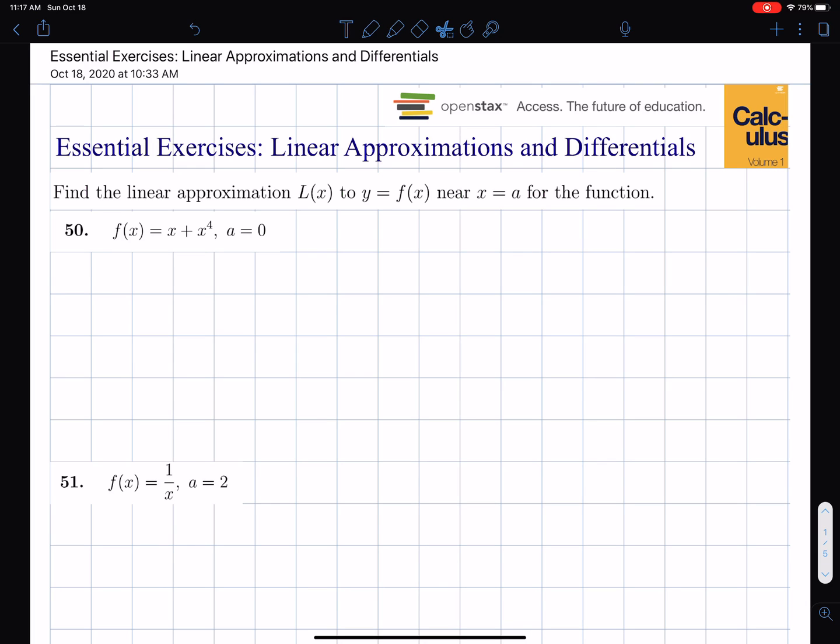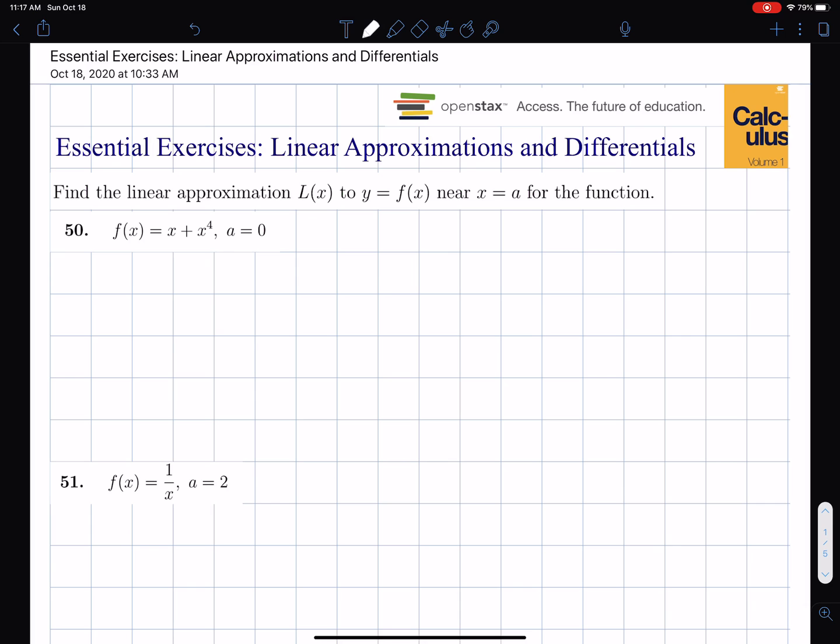Here are essential exercises, linear approximations and differentials. These problems are from OpenStax Calculus, Volume 1. Find the linear approximation L(x) to y equals f of x, near x equals a for the function.